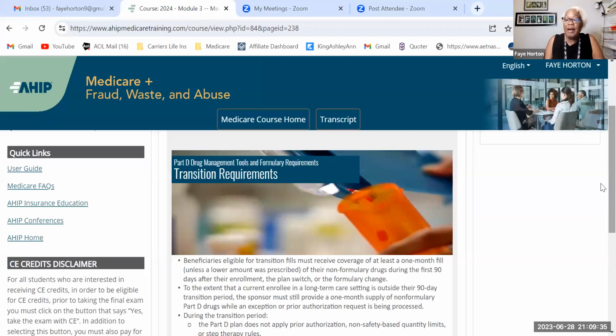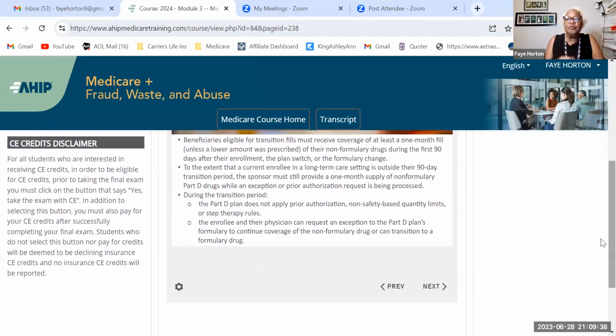Continued transition requirements. Beneficiaries eligible for transition fills must receive coverage for at least 1 month during the first 90 days after their enrollment or plan switch or formulary change. To the extent that a current enrollee in a long-term care setting is outside their 90-day transition period, the sponsor must still provide a 1-month supply of non-formulary Part D drugs while an exception or a prior authorization request is being processed.